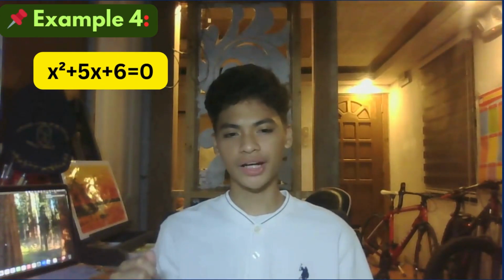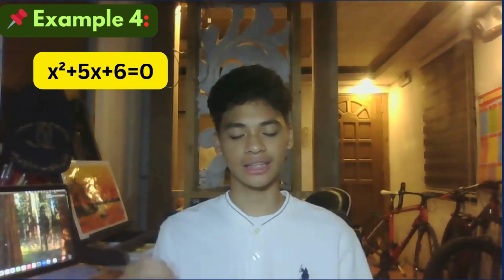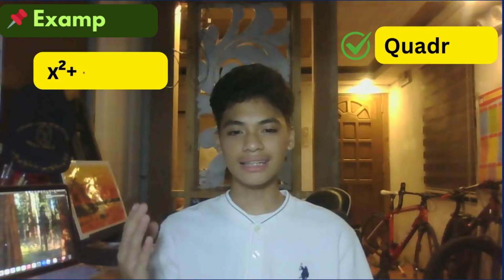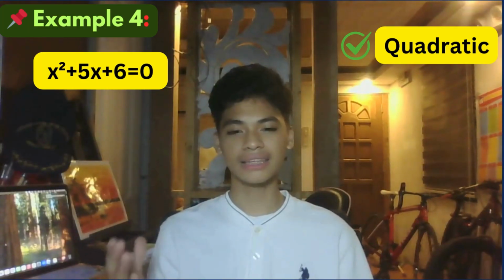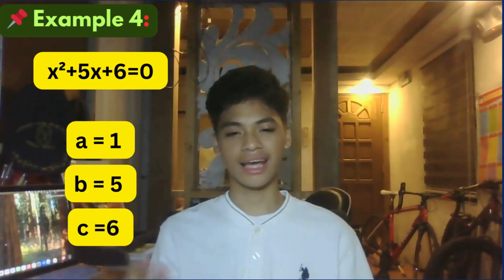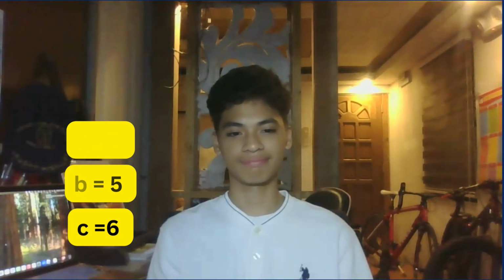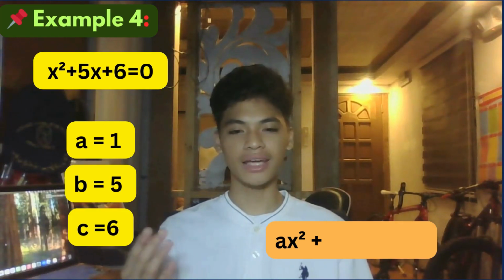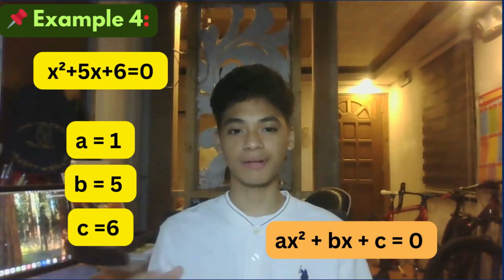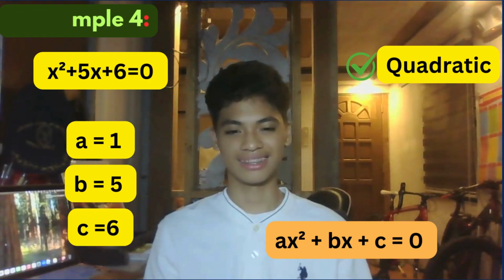Next example. I have x squared plus 5x plus 6 equals 0. This is a quadratic equation because the highest exponent of x is 2. Let's identify the values. A equals 1 since x squared is the leading term. B equals 5 and C equals 6. It follows the form of ax squared plus bx plus c equals 0, so it's definitely quadratic.